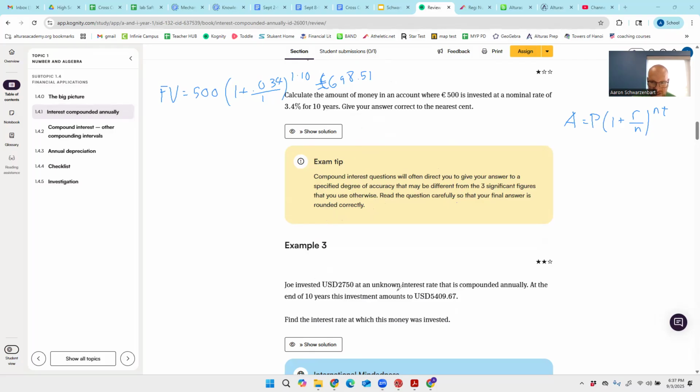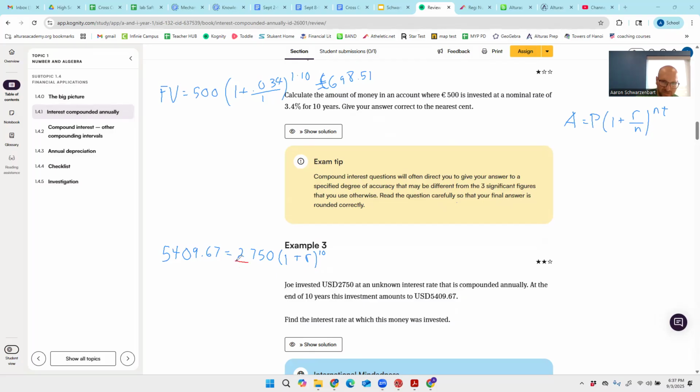So Joe invested 2,750 US dollars at an unknown interest rate compounded annually. At the end of 10 years, he has 5,409.67. So we know his future value 10 years later is this. His present value that he invested is this. This does not say compounded any more than annually, so you can do that to solve this equation.